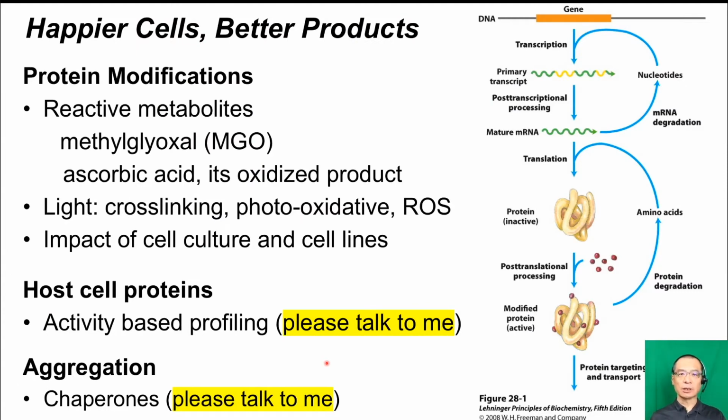So the first part of the talk is about upstream process. What I call happier cells and a better product. This goes back to a program maybe more than a decade ago. At that time people really focused on increasing titer. What I want to show here is that reactive metabolites, which change during cell culture conditions, can have a direct impact on the composition of the product. And this includes reactive metabolites and light and other things.